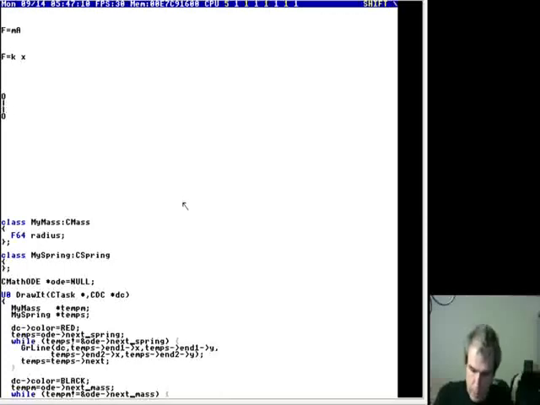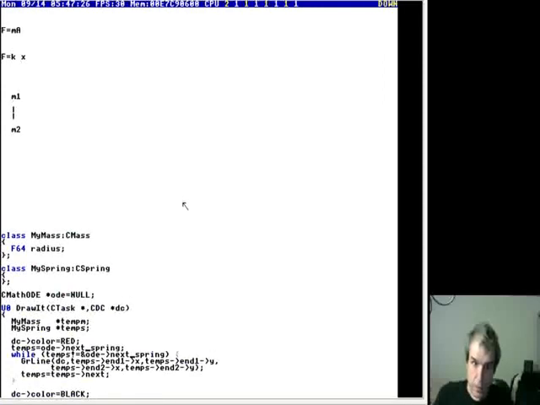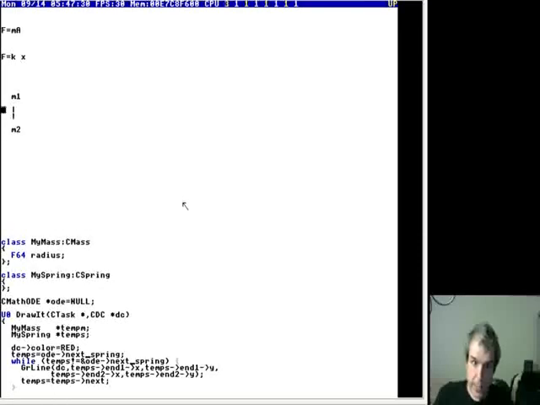We have two masses. How about M1? Can't see this. M2. You know, I have graphics. I can do graphics in my source code. So we have a mass M1, M2, and a spring constant K.